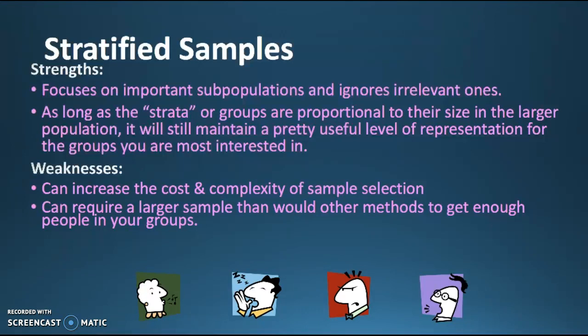Weaknesses: it can increase the cost and complexity of your sampling, so you've got to make sure that's in your plan because it takes time to do all the randomness within each group. And you might need a larger sample than other methods would require to make sure you get enough people. So again, you have to look at your time and your resources and what you can do.